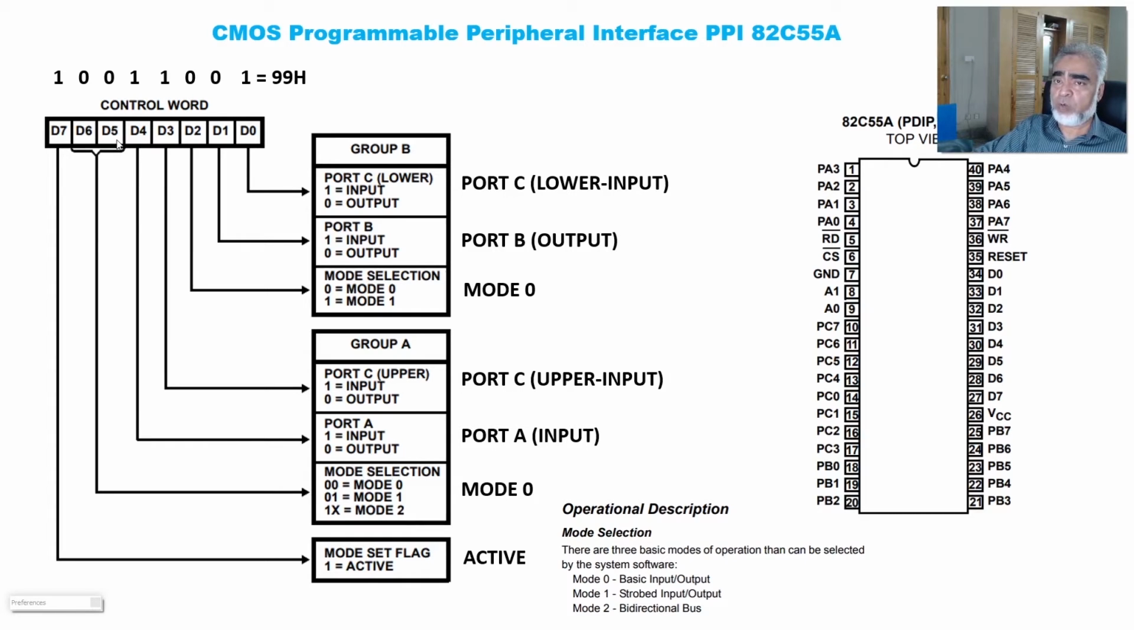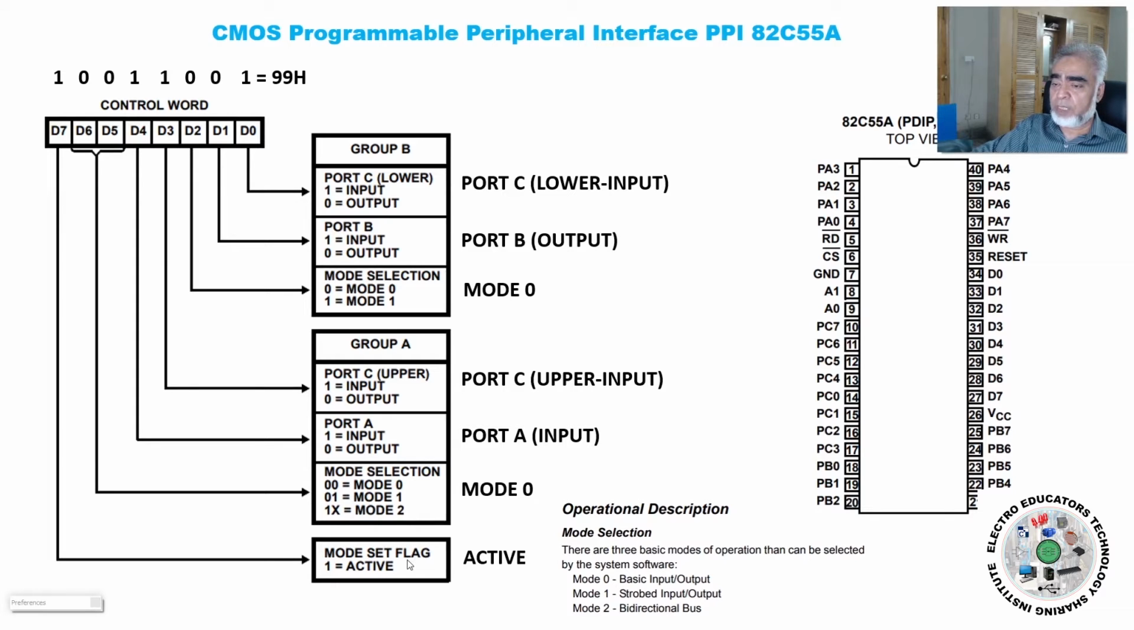And here we can find two bits, D5 and D6, for the mode selection. If both the bits are 0, then mode 0 will be configured. If D5 is 1 and D6 is 0, then mode 1 will be configured. And if the bit D6 is 1, then mode 2 will be configured. And here we can find mode 0, mode 1 and mode 2, that is basic input output, strobe input output, or bidirectional bus.